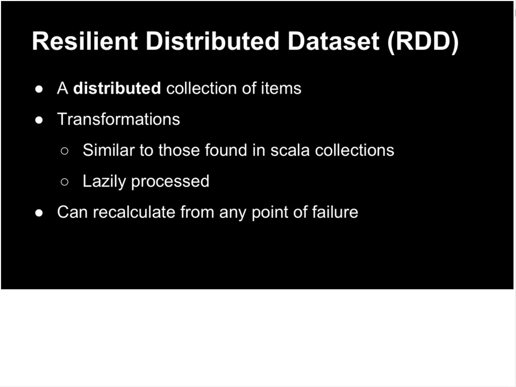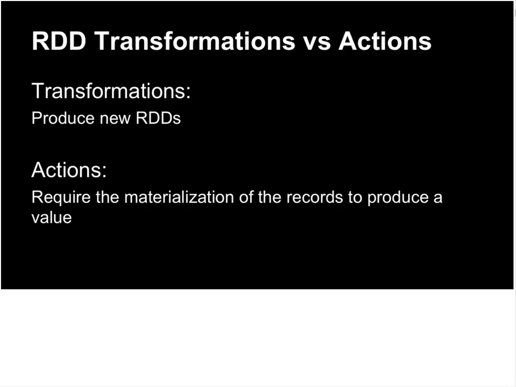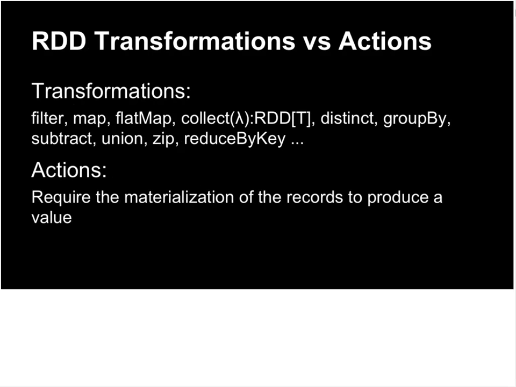RDDs are also a key component to Spark's fault tolerance. RDDs can recalculate values from any step in the job in case of worker slowdown or node failure. Spark will actually automatically detect the failure and redistribute the work to other nodes in the cluster. Transformations produce new RDDs, while actions require the full materialization of the records to produce a value. And this is often very costly, so it's important to understand the difference.